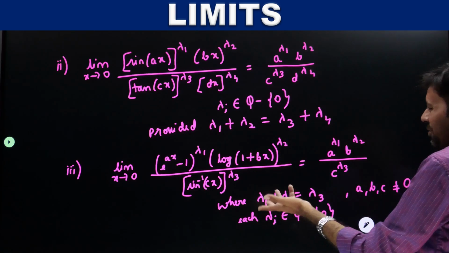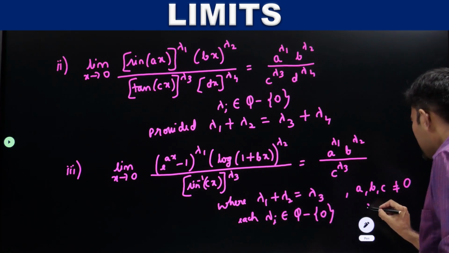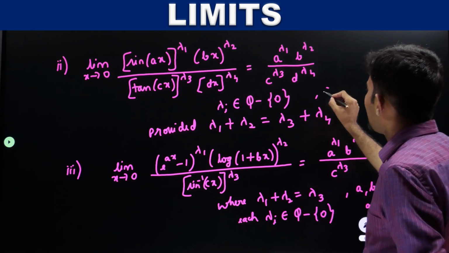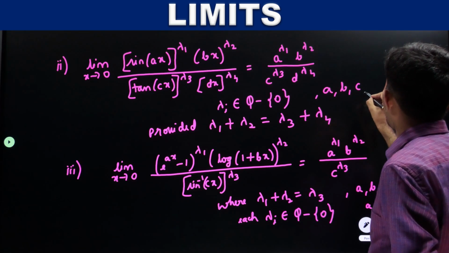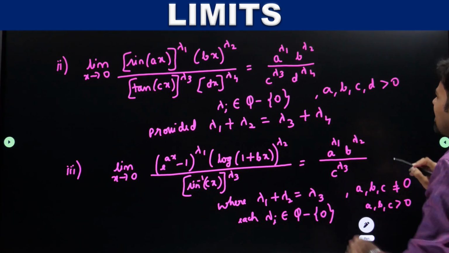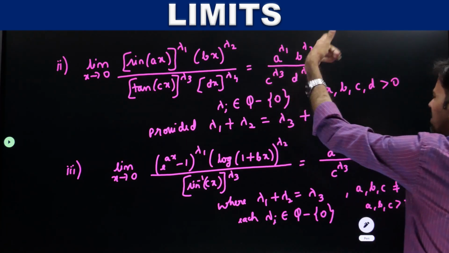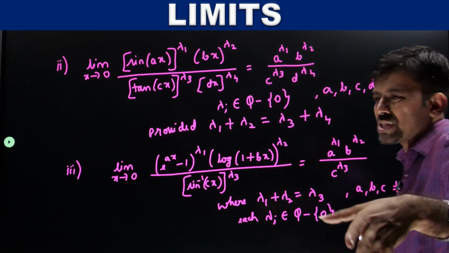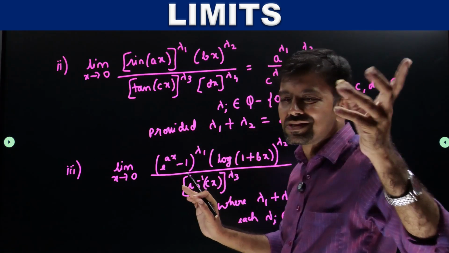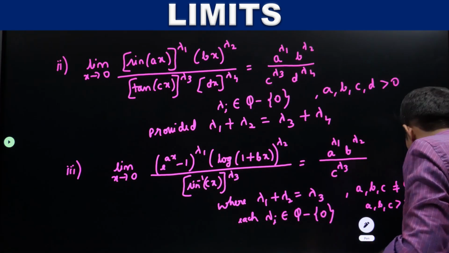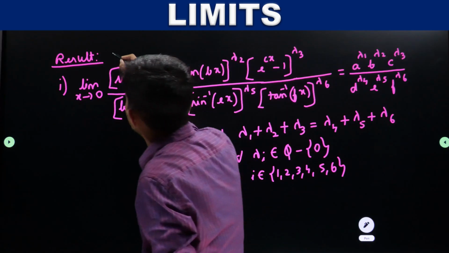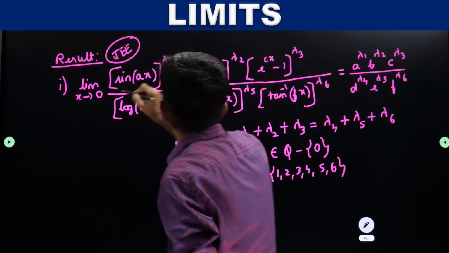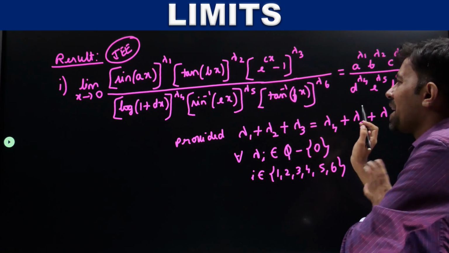You can take even negative also, no problem. Better we take a, b, c positive only. Where a, b, c, d are positive. Coefficients better we take positive. You can take negative also, but still I can insist the condition that a, b, c, d positive or a, b, c, d not equal to 0, that is enough. Okay, so quite useful result. Even in JEE exam this type of result is already asked. So directly we can write the answer straightforward.